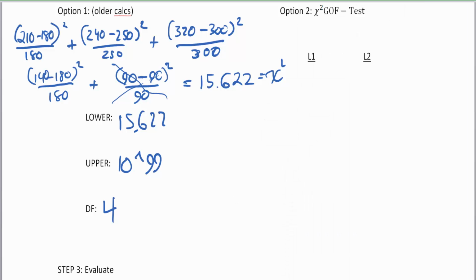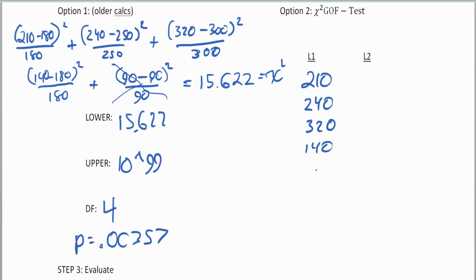My p-value is 0.00357. And then what I'm going to do is go do the traditional goodness of fit test by plugging in my list 1, which is 210, 240, 320, 140, 90, and then on the other side, 180, 250, 300, 180, and 90.